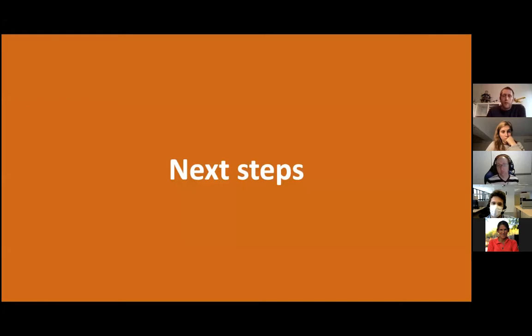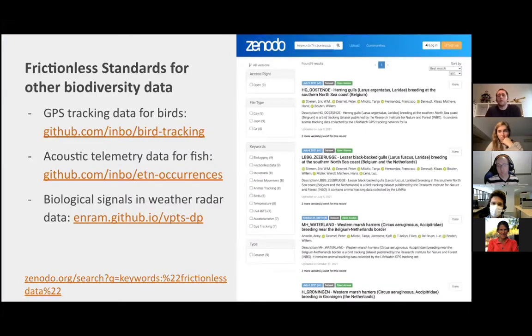The next steps for Camtrap DP are, well, Frictionless standards. I'm using it more and more for biodiversity data. So our team is also working on GPS tracking data for birds. I've recently published a number of data sets that are now all expressed as data packages. And the big advantage is that those data sets were already published as a number of CSV files. But by adding the data package JSON, I can basically have a technical description of how those CSV files are related. It also allows me to use the data package R package to immediately load all that data or read all that data into an R environment.